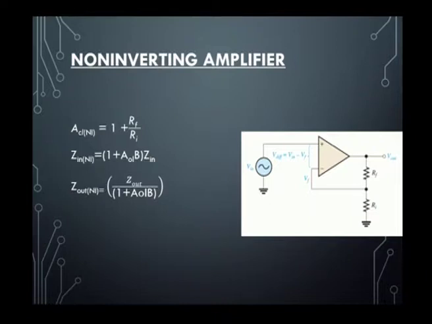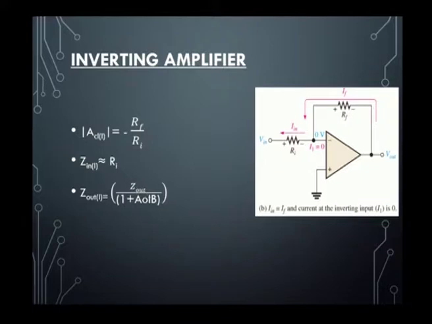The closed loop non-inverting gain we already derived is equal to 1 plus RF divided by RI. The input impedance of the non-inverting amplifier is equal to 1 plus open loop gain times B, the attenuation factor, all multiplied by Zin, the internal input impedance of the op-amp. Similarly, the output impedance of a non-inverting amplifier is equal to Zout divided by 1 plus open loop gain times B. Next we move on to the inverting amplifier.